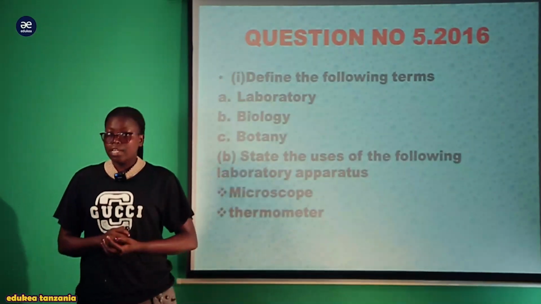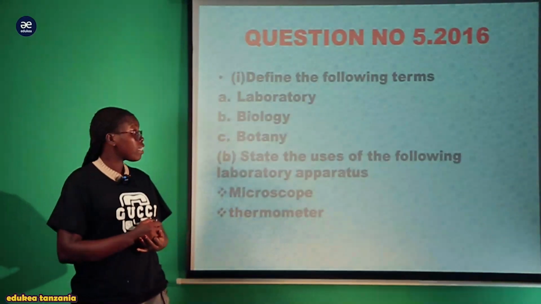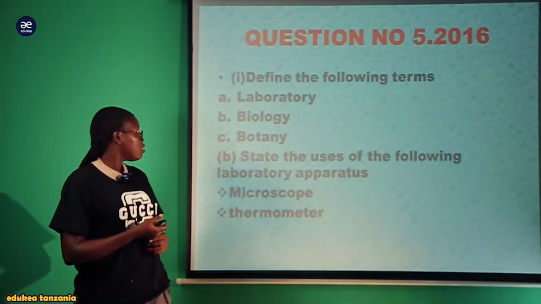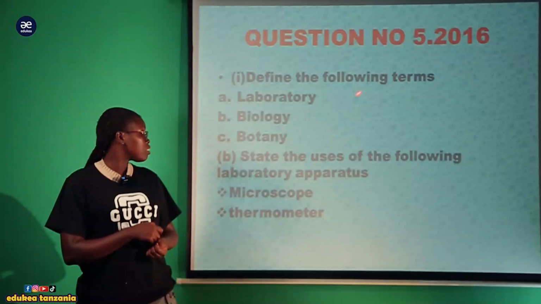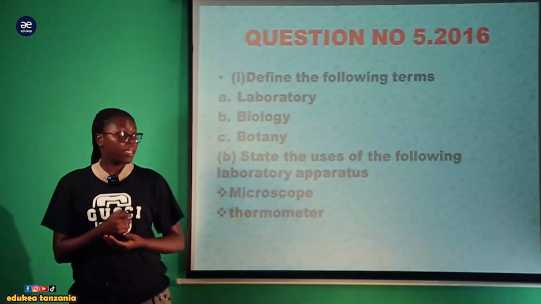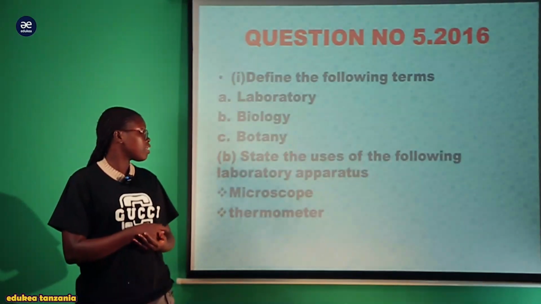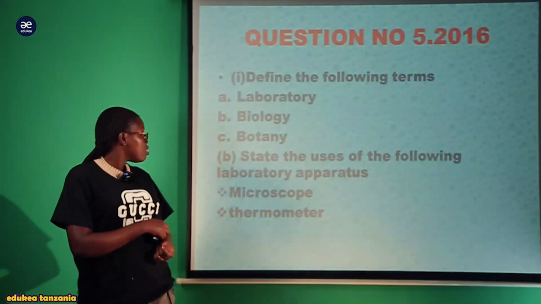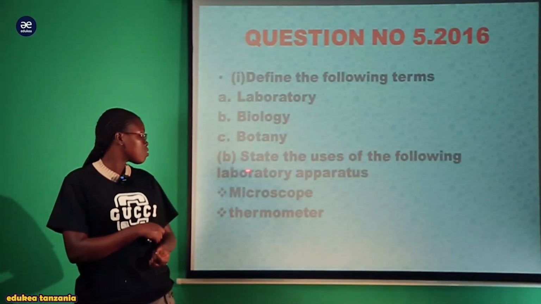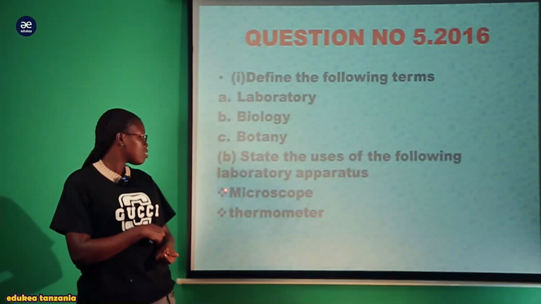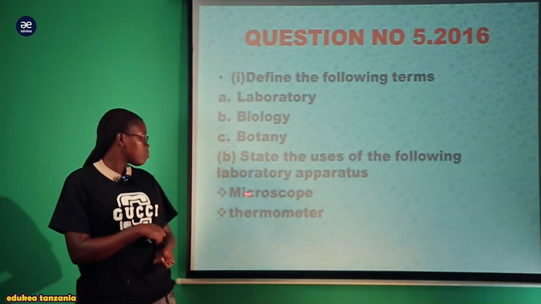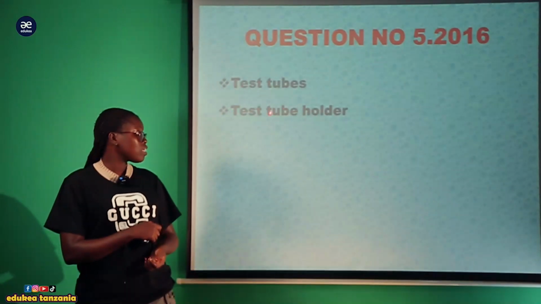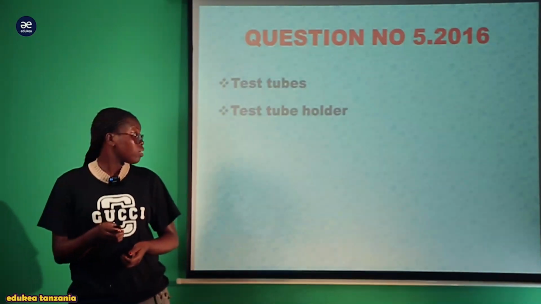Another question now is question number 5 for the year 2016. Our question stated that Roman A, define the following terms: A, laboratory. B, biology. C, botany. And question number 5, Roman B, requires you to state the uses of the following laboratory apparatus. First one, microscope. Second one is thermometer. Third one is test tube. And the last one is test tube holder.